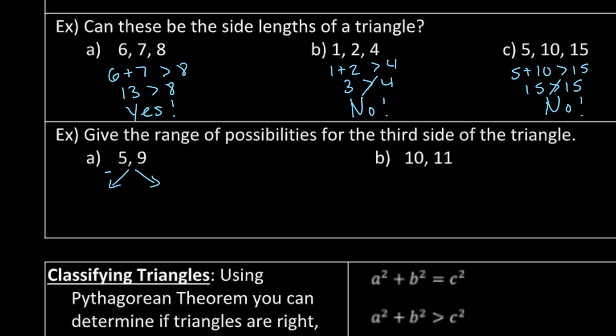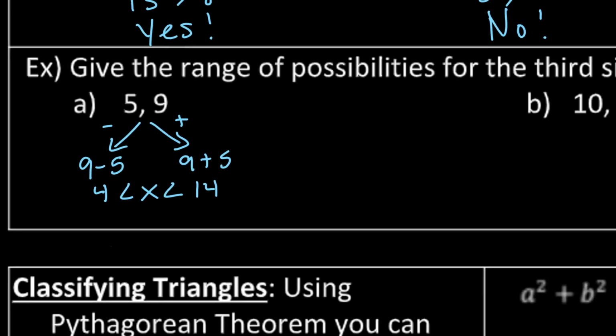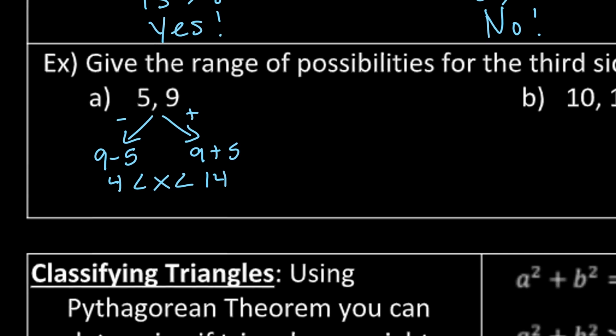You subtract them and you also add them together. Now when you're subtracting them, you always subtract the larger number first because we don't want it to be negative. So we do 9 minus 5, which is 4, and then we do 9 plus 5, which is 14. So, boom, we have our answer. The third side has to be between 4 and 14. So it's always going to be less there? Yes.